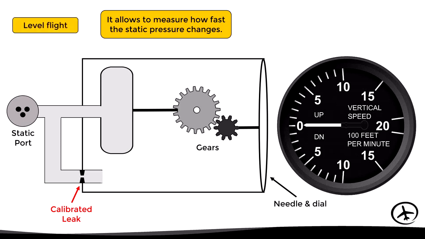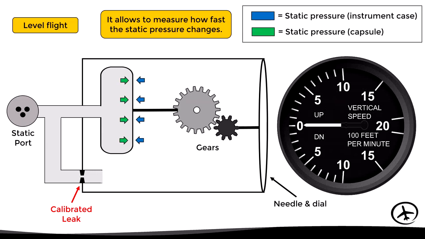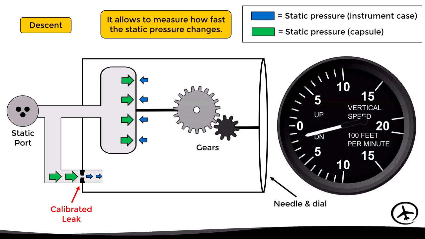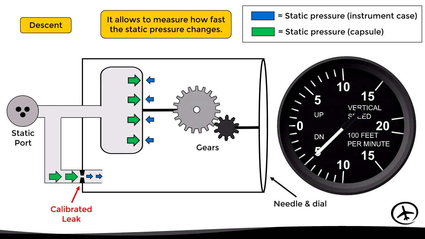First, let's look at the level flight situation. In this case, the pressure inside the instrument case and the pressure inside the capsule are equal. Therefore, the needle will point to 0 feet per minute. The situation changes if the aircraft starts climbing or descending. Let's look at the descent scenario first. In this case, the static pressure will increase in the capsule almost immediately. However, inside the case, the pressure doesn't increase that fast due to the calibrated leak which restricts the flow to the case. This way, a temporary pressure difference is created between the capsule and the case, causing the capsule to expand and move the gears to indicate a rate of descent.